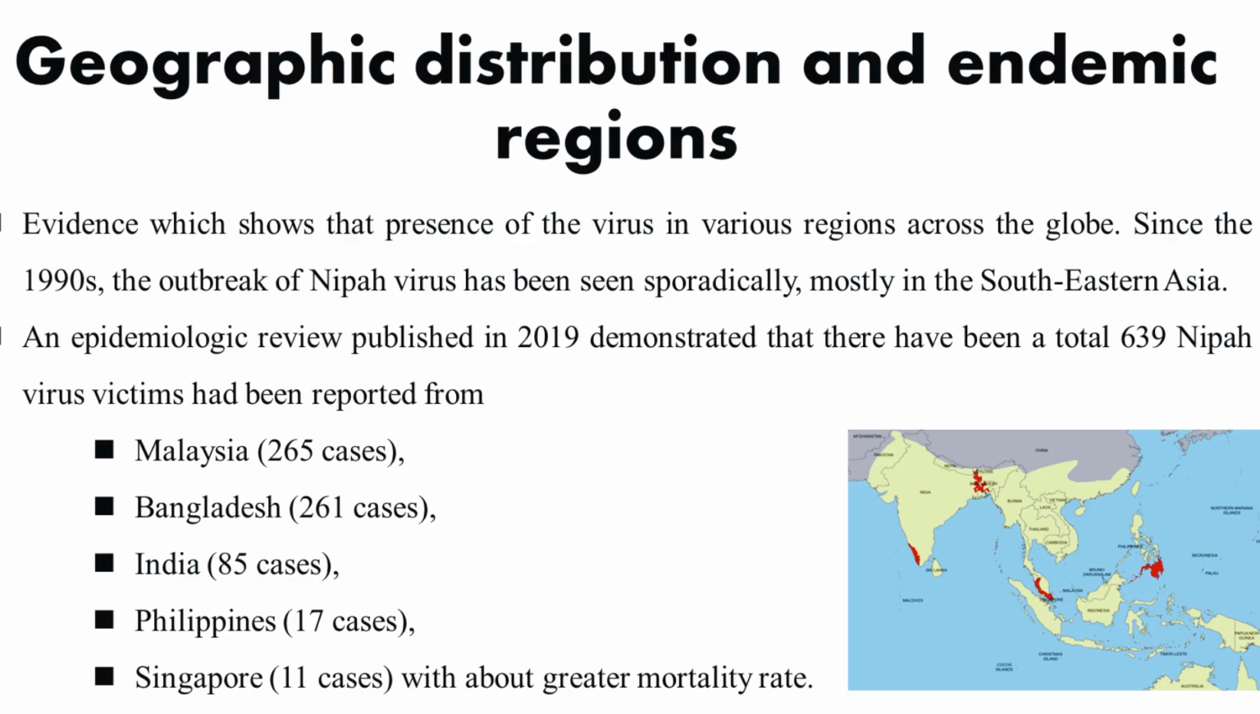Now, let's discuss the geographic distribution in endemic regions. Evidence shows the presence of the virus in various regions across the globe. Since the 1990s, outbreaks of Nipah virus have been seen sporadically, mostly in Southeast Asia. An epidemiologic review published in 2019 showed that a total of 639 Nipah virus victims had been reported: Malaysia, 265 cases; Bangladesh, 261 cases; India, 85 cases; Philippines, 17 cases; Singapore, 11 cases, with a high mortality rate.